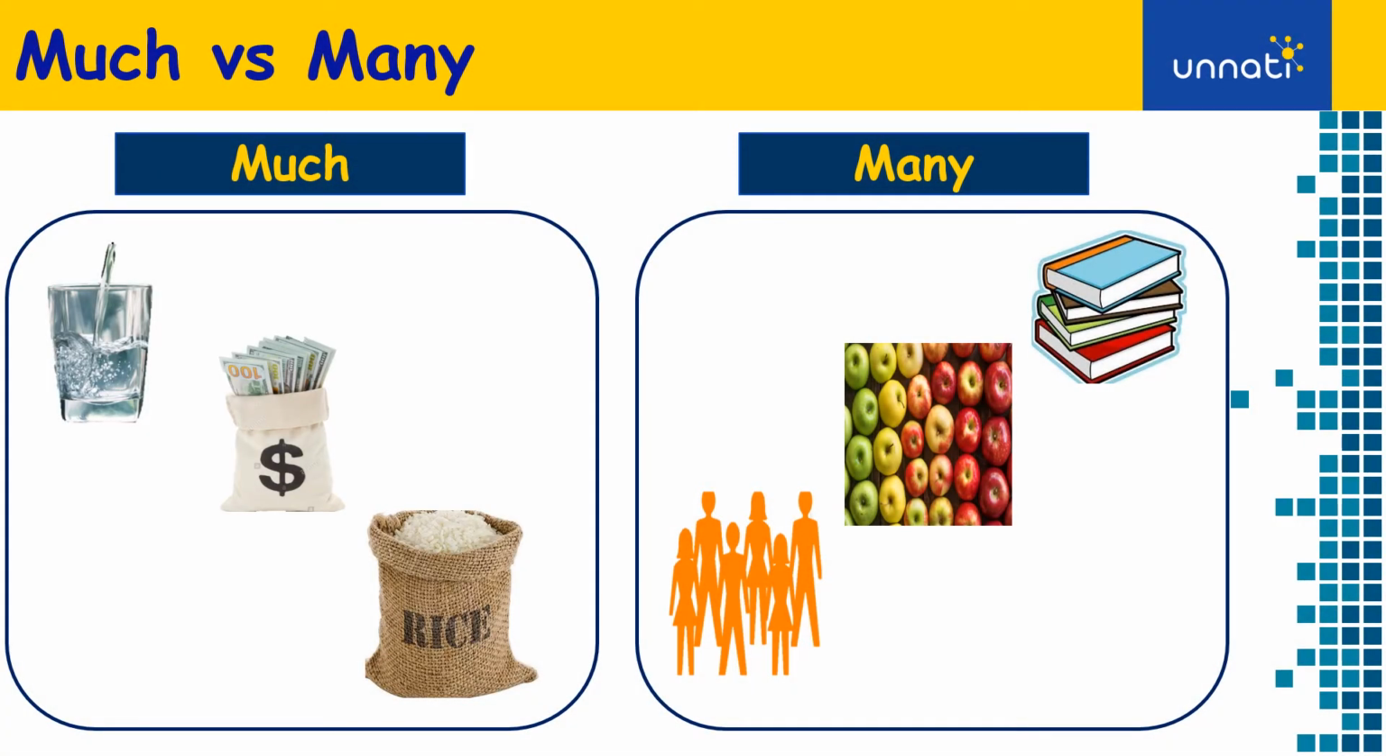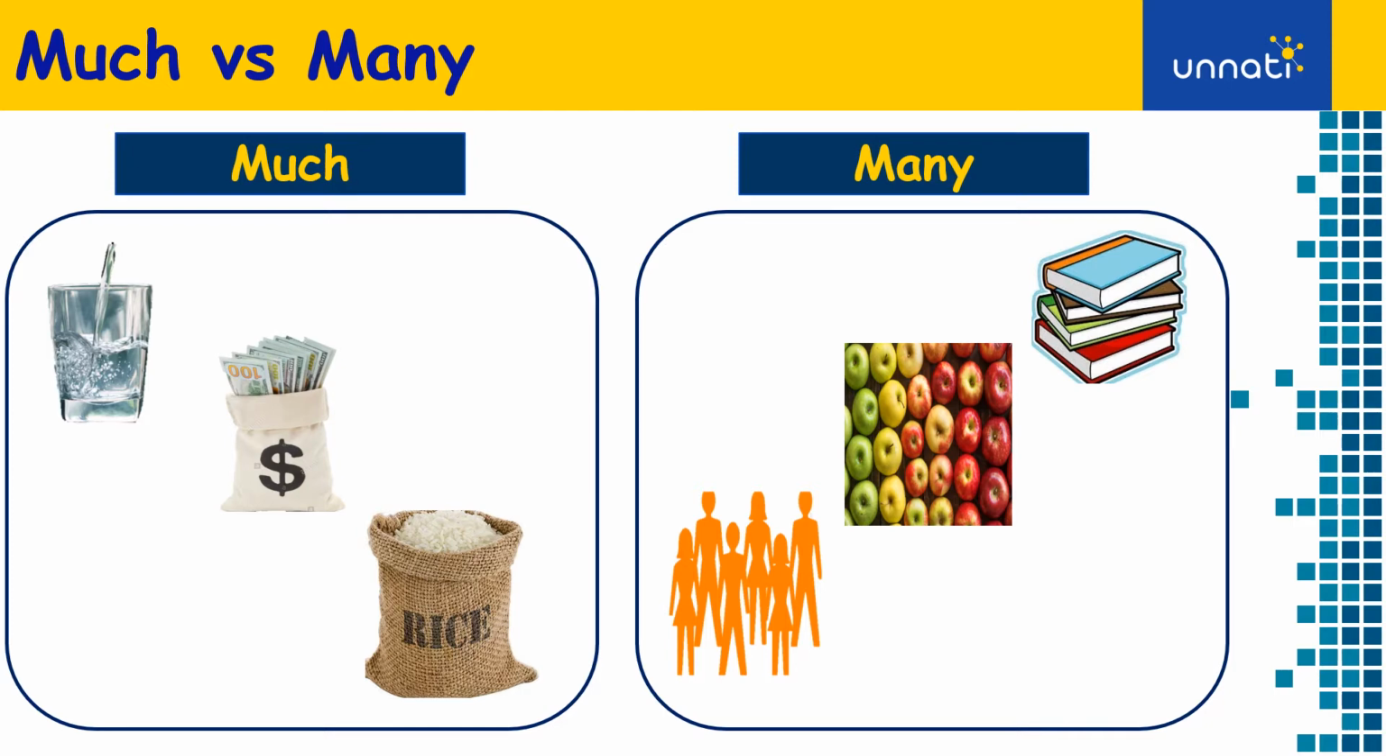Now, to understand the usage of much and many, we will take a look at the pictures here. So, what are the words or nouns that come to mind when we want to associate the word much? We associate rice with much rice, much water, much sugar, much money. I don't have much money on me. Yeah?